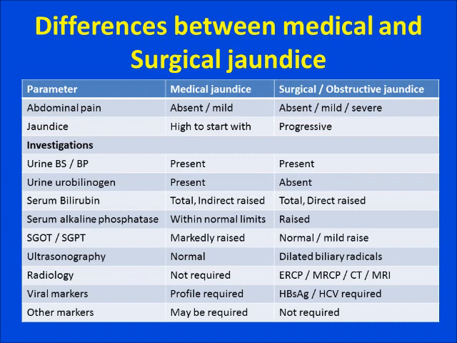The radiology is generally not required in medical jaundice, but in surgical jaundice the ERCP, MRCP, CT or MRI may be needed depending on the situation. The viral markers profile is definitely required in medical jaundice, whereas the HBsAg alone is required in surgical jaundice. The other markers may be required in medical jaundice, but generally nothing more is required in surgical jaundice.